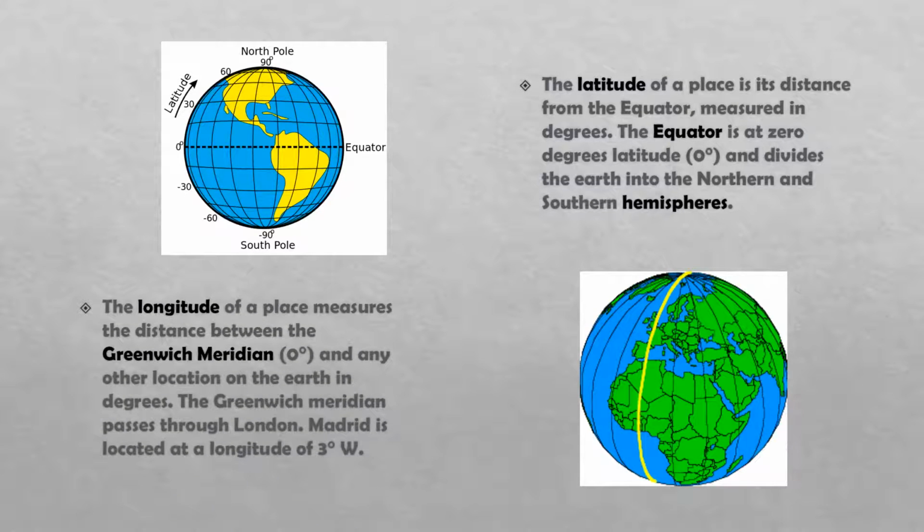The longitude of a place measures the distance between the Greenwich meridian and any other location on the Earth in degrees. The Greenwich meridian passes through London. Madrid is located at a longitude of 3 degrees west.